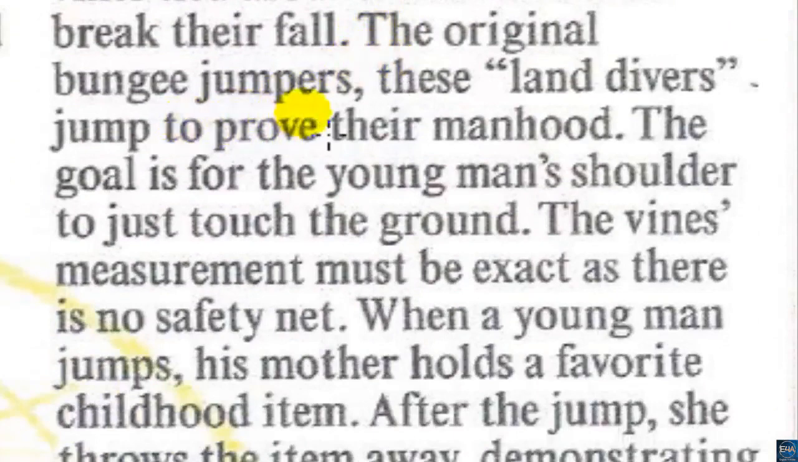The original bungee jumpers, these land divers, jump to prove their manhood. So they do this to say that we are men. The goal is for the young man's shoulder to just touch the ground. So the shoulder must touch the ground. The vines measurement must be exact as there is no margin for error. They don't put a net that if someone fell down, the net will protect him. No, it's not like the circus. If somebody fell down, he could die.